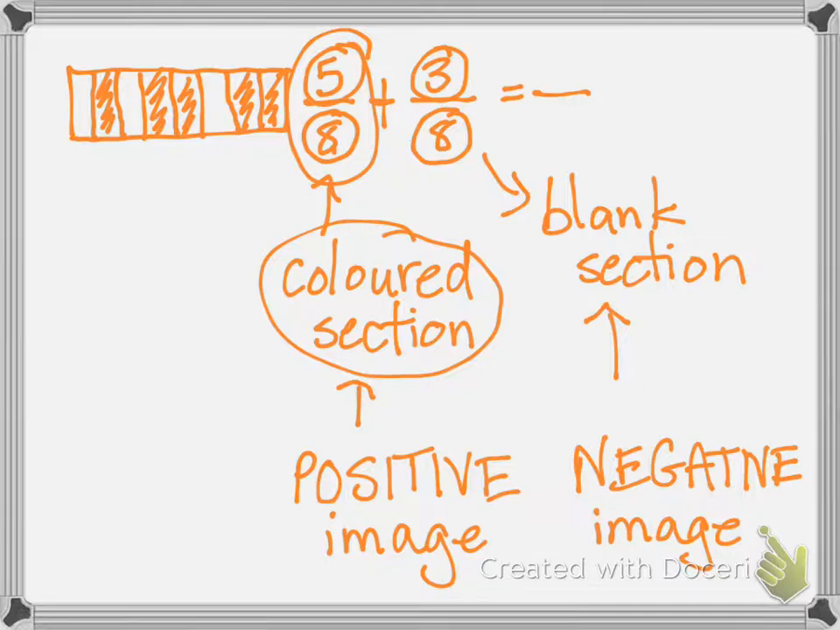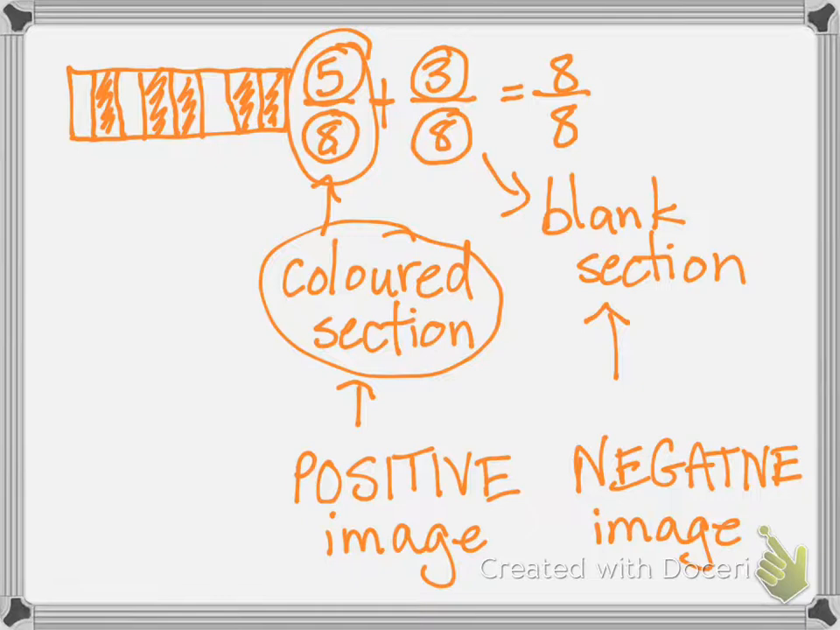When we add fractions together, we say we've got 5/8 and we've got 3/8. We are still counting eighths, so we don't add up those bottom numbers. But we do add the parts on the top. So 5 plus 3 is 8.